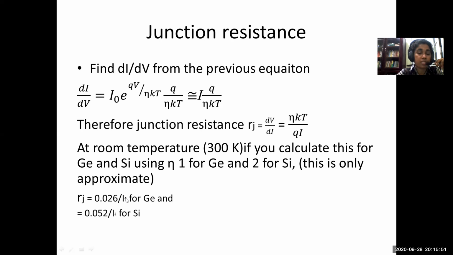So for example, if IF is 30 milliampere, your Rj is 0.026, or 26 millivolts divided by 30 milliampere. So milli is appearing in both numerator and denominator, so you can neglect. So that will come out to be 26 by IF, where IF is the current in milliampere. Similarly, for silicon, it will come out to be 52 divided by IF, where IF is the current in milliampere. So you can easily evaluate junction resistance if you know how much is the current and what type of diode it is.